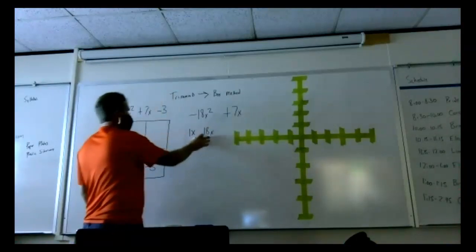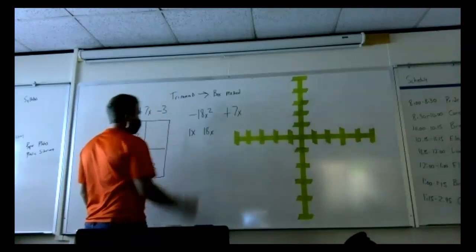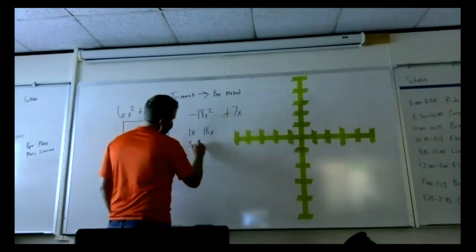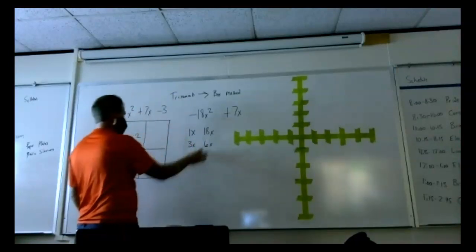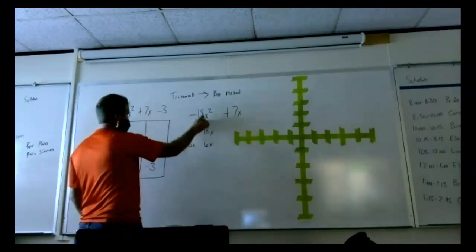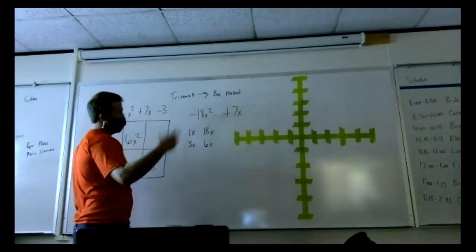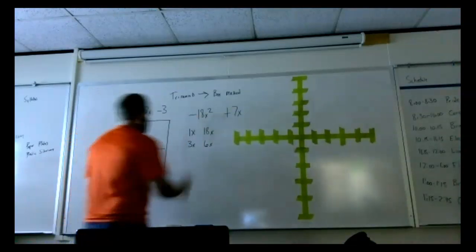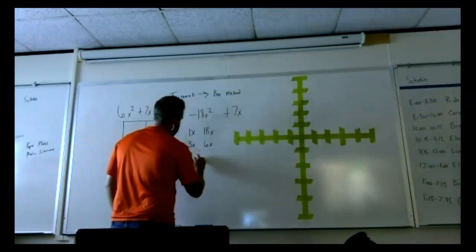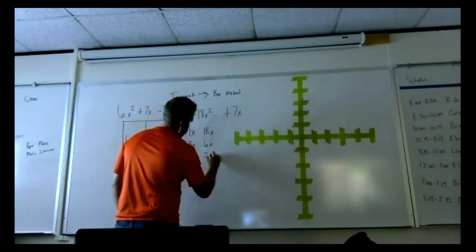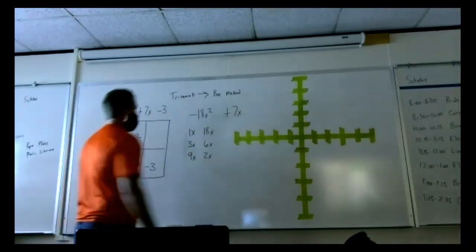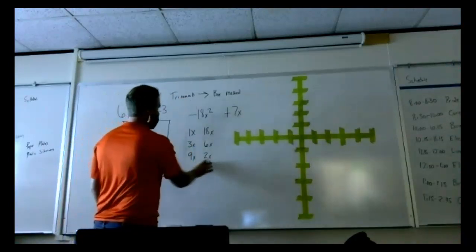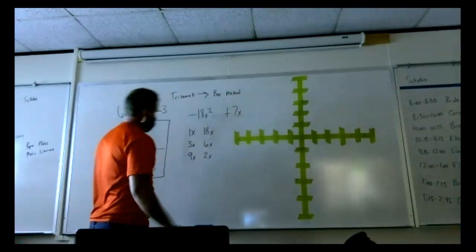Those ones don't work because they're not going to add up to a 7. What about 3x and 6x? Once again, those can be combined. Those are going to equal 18x squared, but they don't fit the requirements. And then I have a 9x and a 2x. Those are going to multiply to equal 18, and depending upon the signs, it's going to be 7.